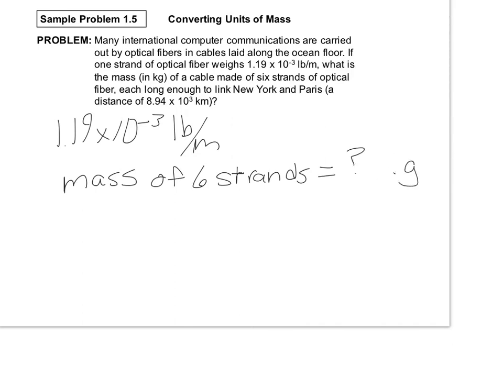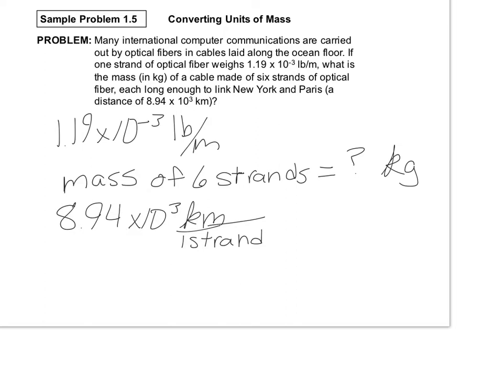And I don't like that. Let me fix that a little bit better. There we go. So I'm looking for the mass of 6 strands in kilograms. And what else does it give me? It says each one strand needs to be long enough to link New York to Paris. And it tells me a distance. So let me write that down. 8.94 times 10 to the 3 kilometers in one strand. So I'm going to put kilometers per strand.